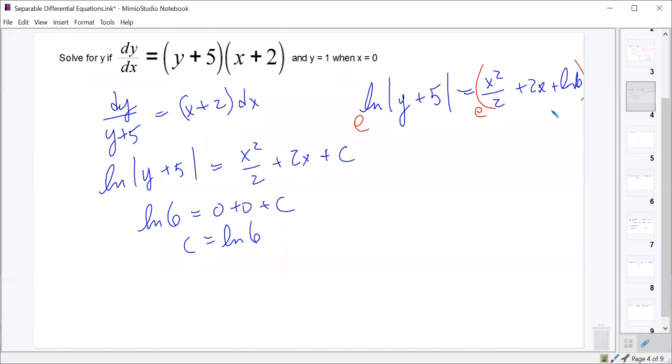And once again, we exponentiate, giving us just absolute value y plus 5 equals, and then for this part, e to the x squared over 2 plus 2x plus ln 6, we can use exponent rules and rewrite this as the multiplication times e to the ln 6 so that I can take this constant e to the ln 6 and throw it out in front. Everybody good with separating that using the exponent rules? Okay.